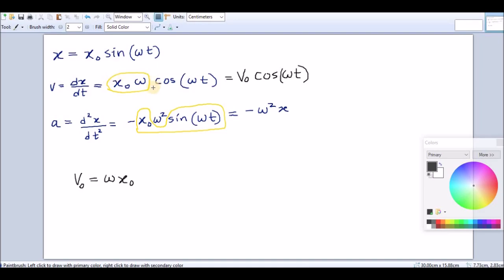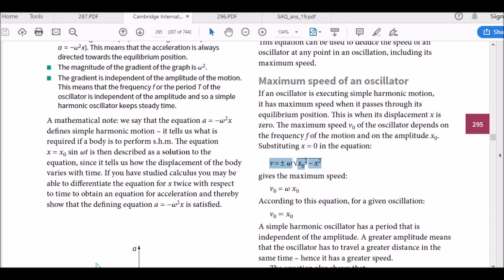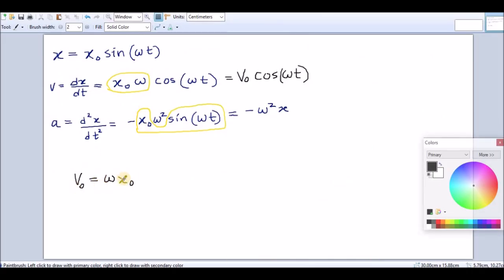Now I have put this inside this yellow border because we have learned previously that v naught is equal to omega x naught. I wrote it here. So we can replace the x naught omega with v naught, so v equals v naught cosine omega t.